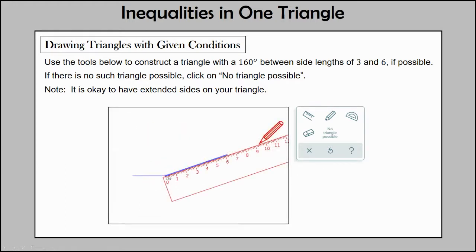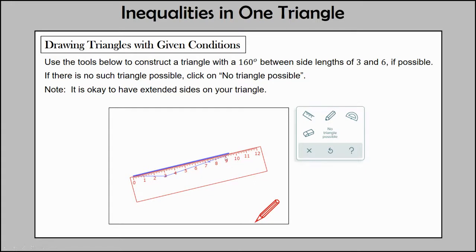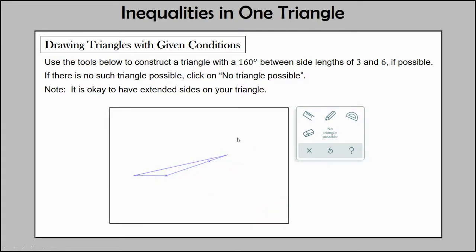Okay. Then I'm going to take my ruler out again, and now I'm going to go from this point up 6 inches because I want a 3 and a 6 to be the side lengths here. Once I do that, then I just have to connect the two endpoints, and I get this triangle. Okay. This is 3. This side is 6. That angle's 160. All right.